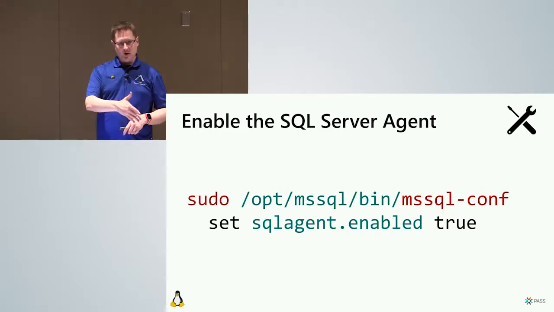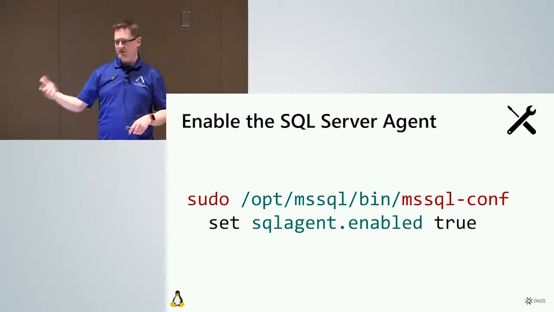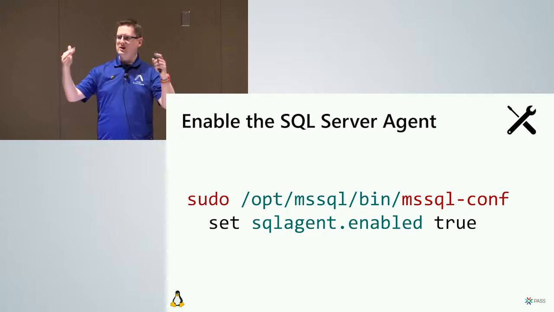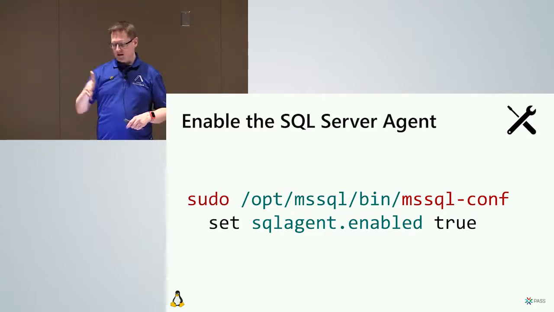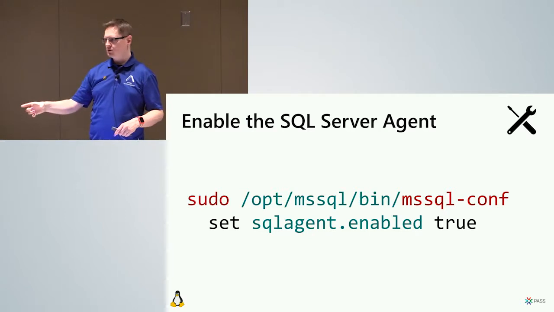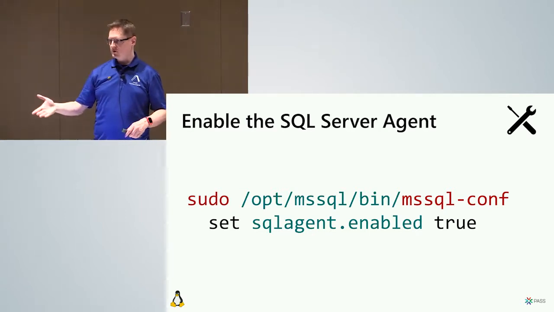By default, just like on Windows, SQL Server Agent is not starting automatically when you install SQL Server. You have to set it to start yourself. And it's the same with Linux. You issue the command sudo, which is your administrator privilege escalation, if you like, running the command /opt/mssql/bin/mssql-conf, and it's setting a value, which is sqlagent.enabled, to true. Fairly straightforward, right? So we're just turning on the SQL Agent.